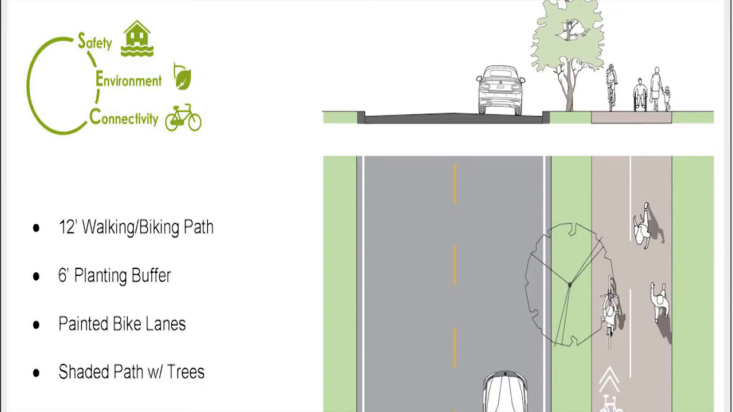Street section. To promote walking and biking, a 12-foot walkway is proposed. There is 6-foot planting buffers with tree canopy coverage to enhance the microclimate. The bicycle lanes are divided with painted striping.